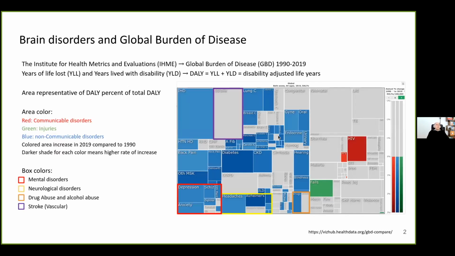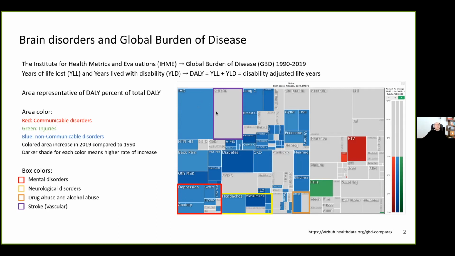To look at human brain disorders, we use the definitions by the Institute for Health Metrics and Evaluation, which has been doing this Global Burden of Disease report since 1990. Every year there is an evaluation of the burden of different brain and non-brain disorders. They define it based on years of life lost and years lived with disability, and combine them into the DALY measure, the disability-adjusted life years. In the figure, the area for each disorder shows the percent that it contributes to the general DALY across the globe.